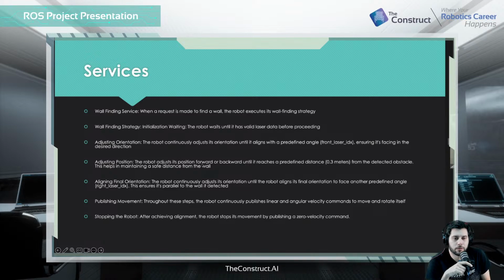The robot adjusts its position forward or backward until it reaches a predefined distance from the detected obstacle. This distance, 0.3 meters, I got from the project; it was mentioned there. Then, aligning the final orientation, the robot continuously adjusts its orientation until it faces another predefined angle, which is the right-hand side of the robot towards the wall. Once the service finishes, the wall following program takes over. Throughout these steps, the robot publishes the linear and angular velocity to rotate itself. This is the services part.